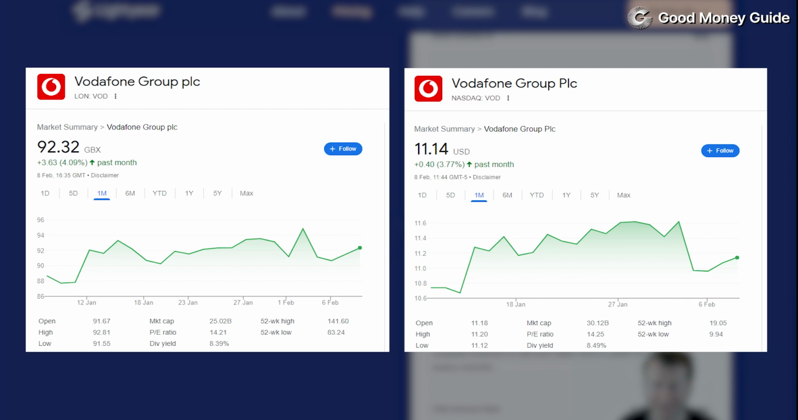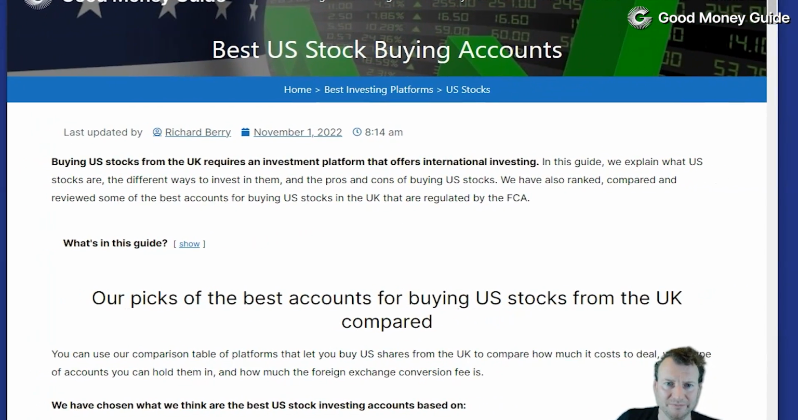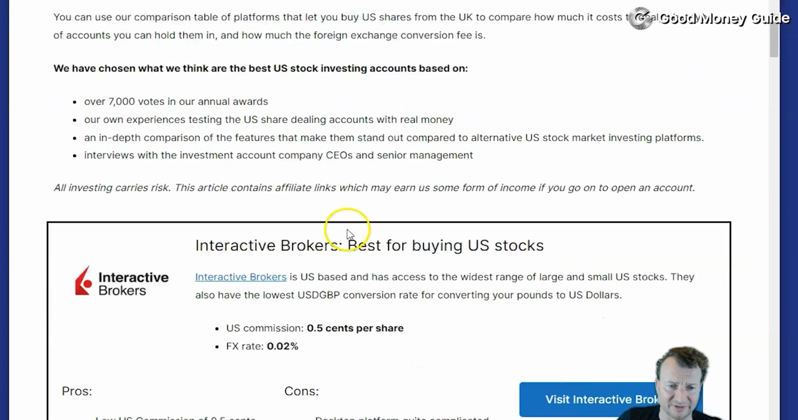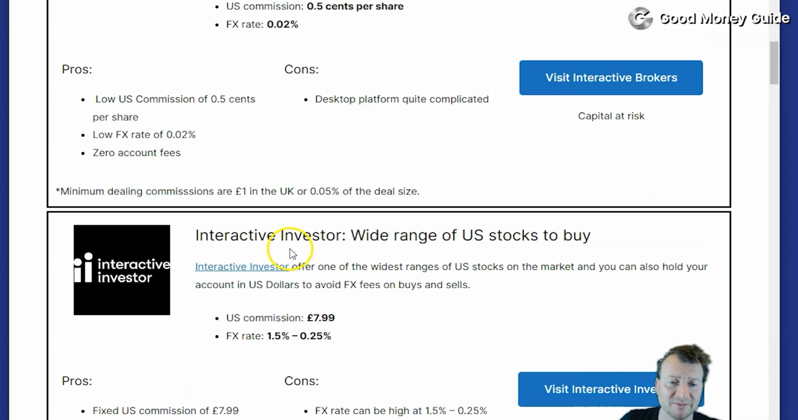exchanges. Now, clearly the reason they do that is because they only earn their money on foreign exchange when you convert one currency to another. But the offset of that is they only charge 0.35%, whereas the other providers, if you, for example, look at our US stock buying accounts, for example, you can see that it's only really Interactive Brokers that is cheaper. They charge 0.02%. They really are incredibly cheap for it.